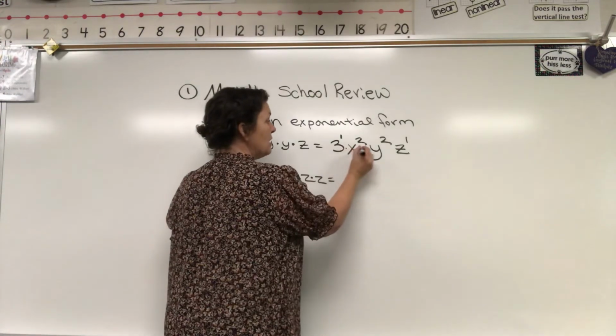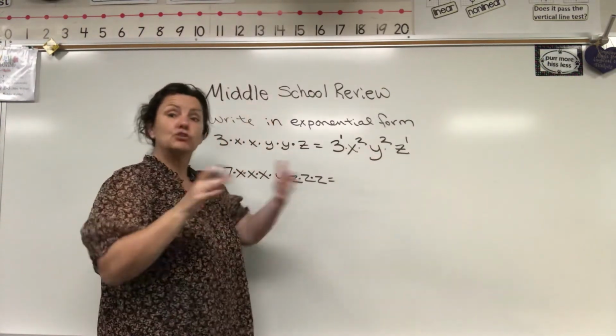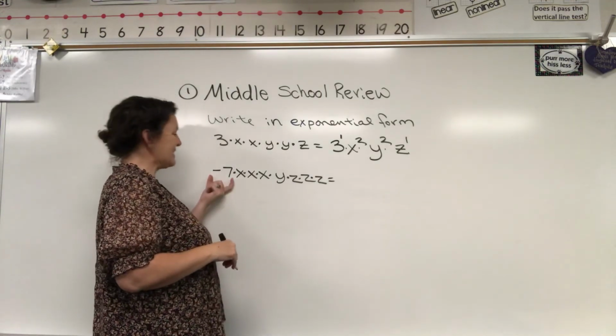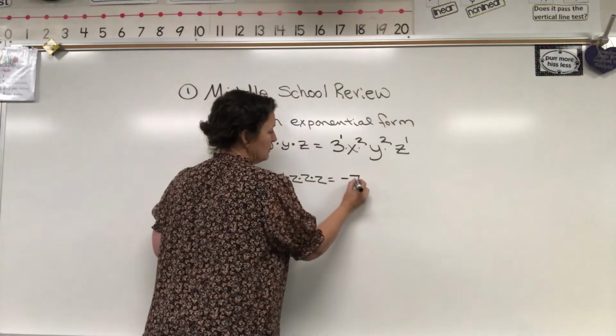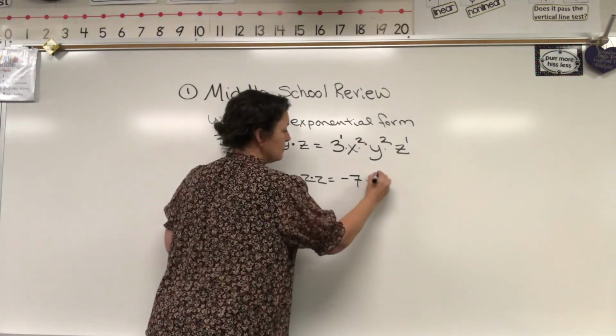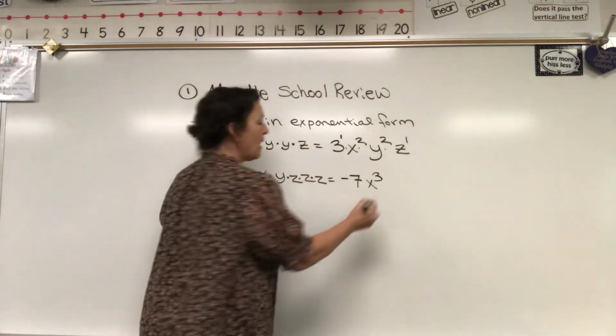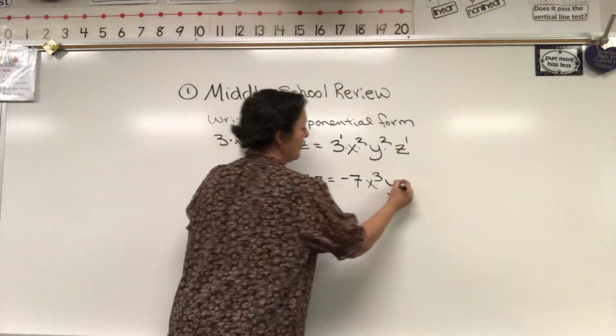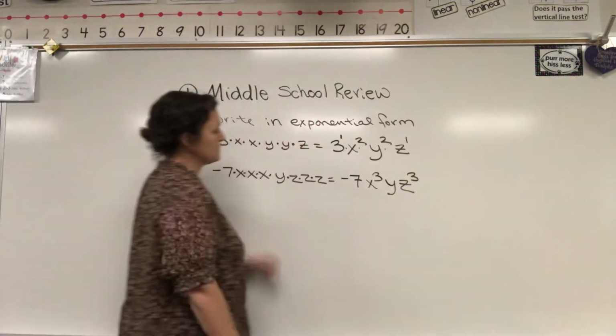Miss Miller, do I need the dots? It's a personal decision. You can or you don't have to. It's up to you. Let's try the next one. I see a single -7. Again, if you want to put the 1 there, you do you. I got 3 X's. I got a single Y. You can put the 1 or not. It's up to you. And we have 3 Z's.